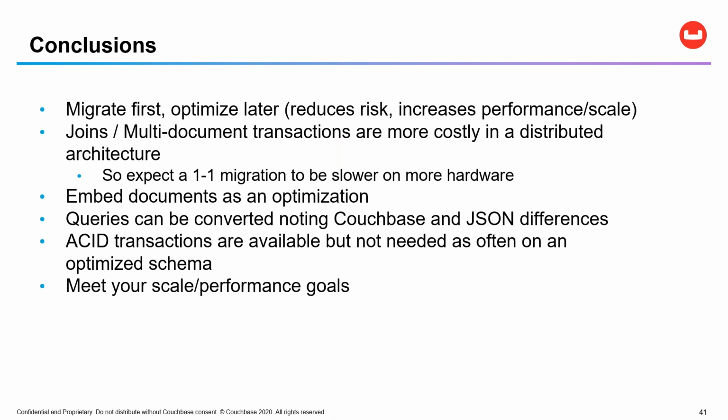So, some conclusions on migration before we get to the demonstration. Number one, reduce risk and make your life a little easier by migrating first, then optimizing post-migration. Number two, strive to reduce joins and transactions in your optimization exercise. Number three, leverage embedding to reduce document types and thus joins. Number four, optimizing can reduce the need for ACID transactions, increasing efficiency.